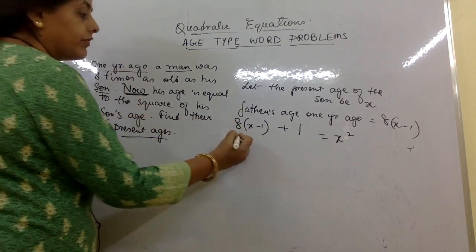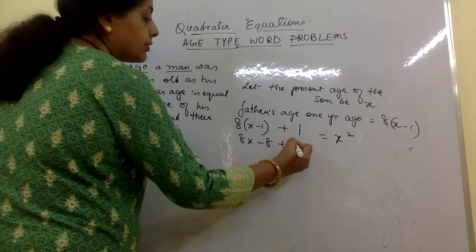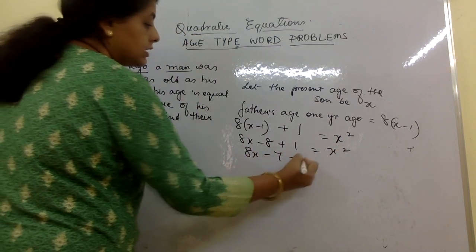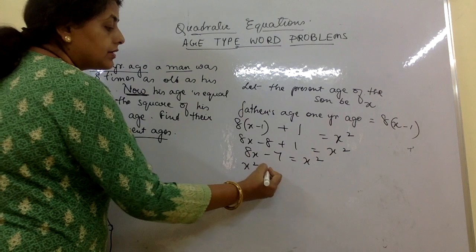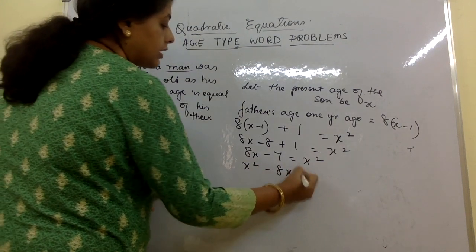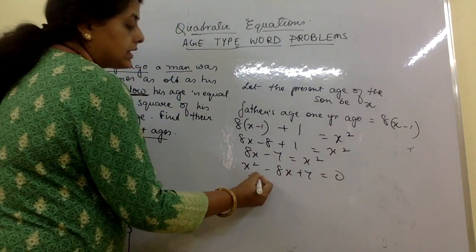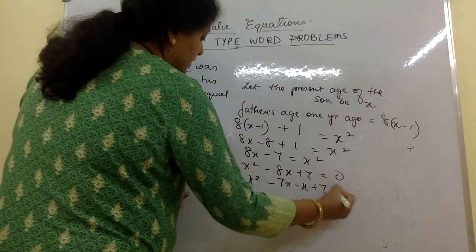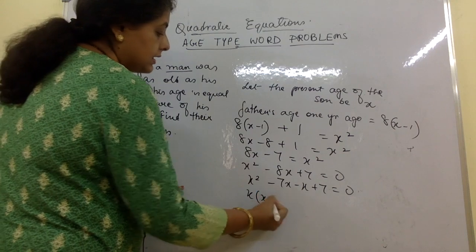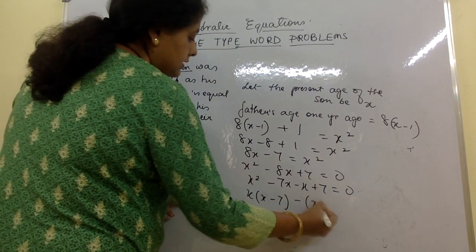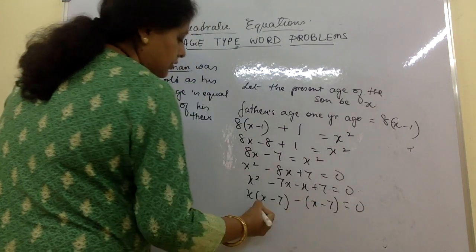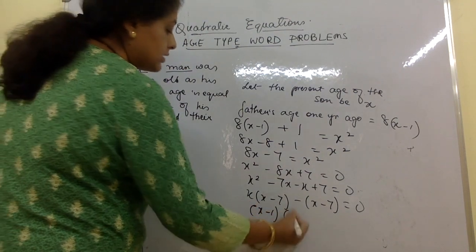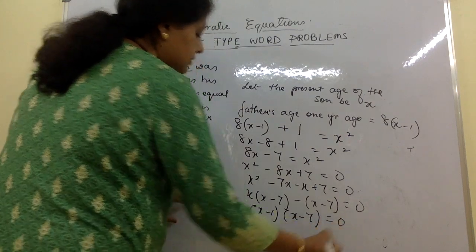Now we shall be solving. So 8x minus 8 plus 1, which is x square. 8x minus 7 is equal to x square. Let me write it in the quadratic way: x square minus 7x minus x plus 7 is equal to 0. x(x minus 7) minus 1(x minus 7) is equal to 0. So how much do I get? I get x minus 1 as one factor and the other factor is x minus 7.